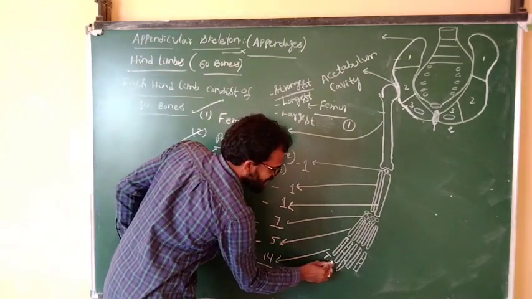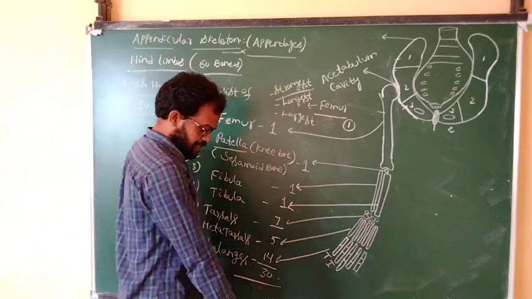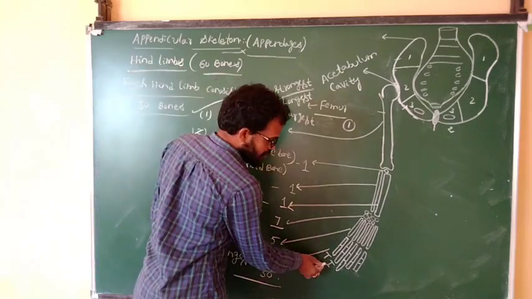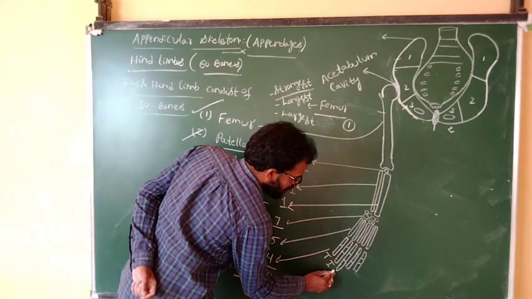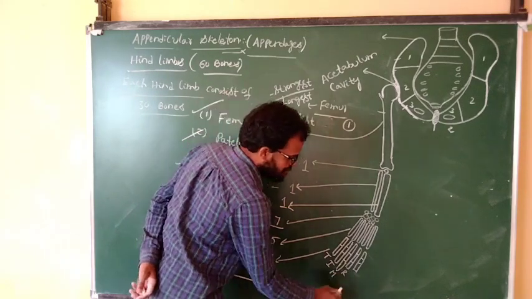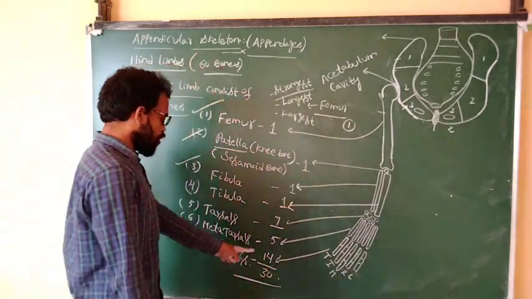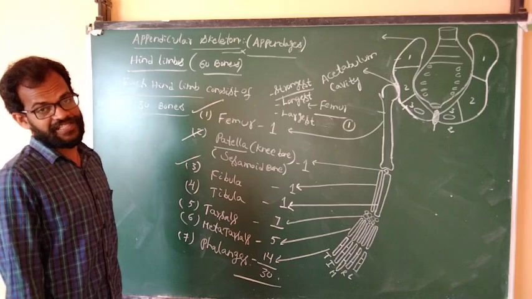Next one, index finger. The next fingers are the feet only. Okay, thumb finger, index finger. Next one, middle finger, ring finger. The next finger is nothing but the little finger. These are phalanges. How many phalanges? 14 phalanges.